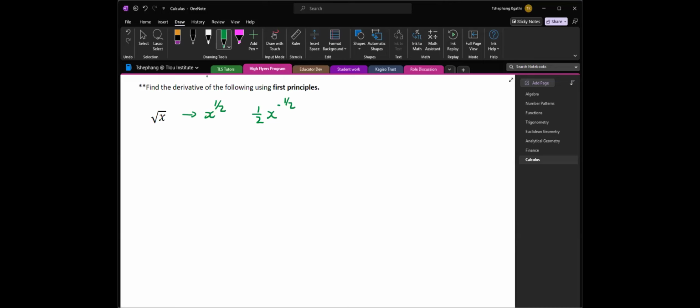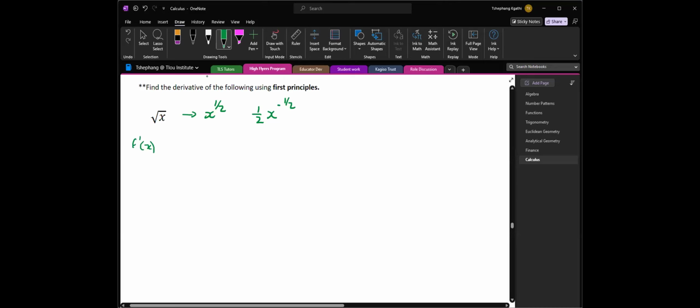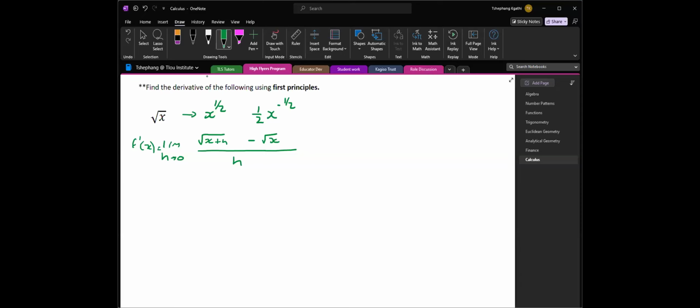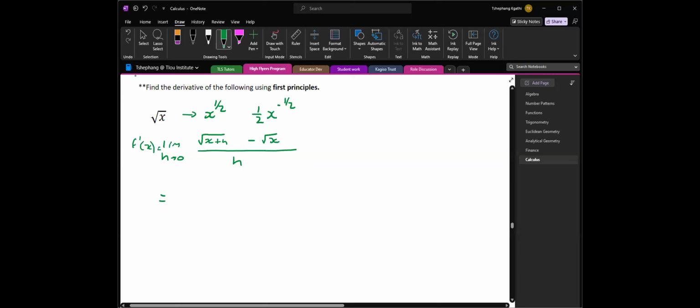We know the derivative f prime of x is equal to the limit as h tends to 0 of f of x plus h. So it's going to be root of x plus h minus f of x, all over h. There's nothing I did there. I just substituted f of x plus h and f of x. Now remember, you never ever drop the limit. The limit as h tends to 0.